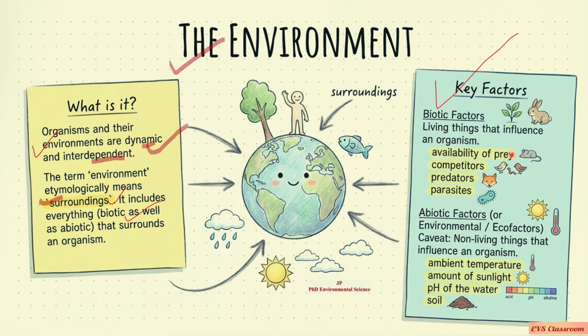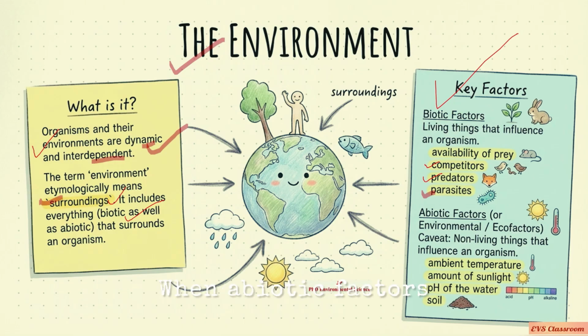Then competitors. Competitors are organisms that need the same resources: food, space, or light. For example, two plants competing for sunlight, animals competing for territory. Predators hunt and eat other organisms. For example, a snake is a predator of a frog. Predators control population size. Parasites live on or inside a host and harm it. For example, tapeworm in humans and lice on humans.